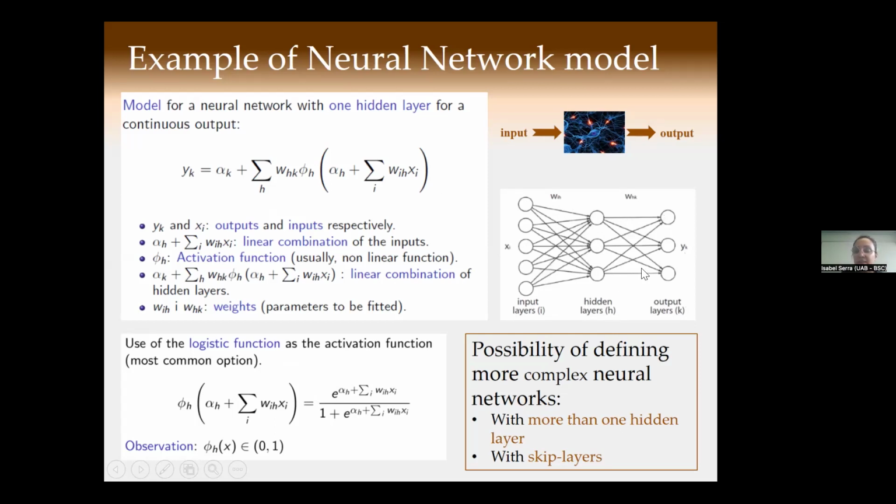But the easiest way to understand the complexity of a neural network is this one. Then you can see that if the activation function disappears and the input layer disappears, this one is the linear regression, the typical linear regression.